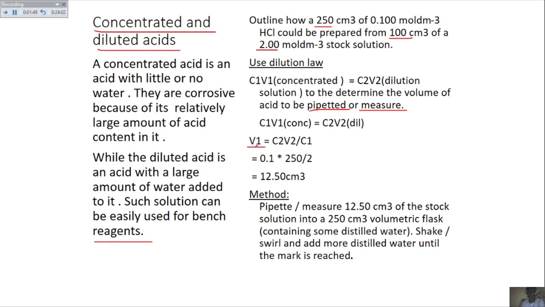While we're doing this, we wanted to know the volume we are going to remove from the stock solution. When you do that, you have 12.50 centimeter cube. Now the method is you pipette or measure 12.50 centimeter cube of stock solution into a 250 centimeter cube volumetric flask containing some distilled water. Shake and add more distilled water until the mark is reached.